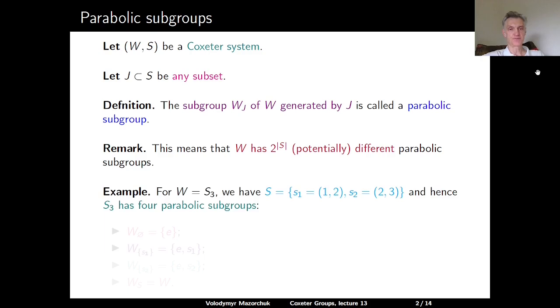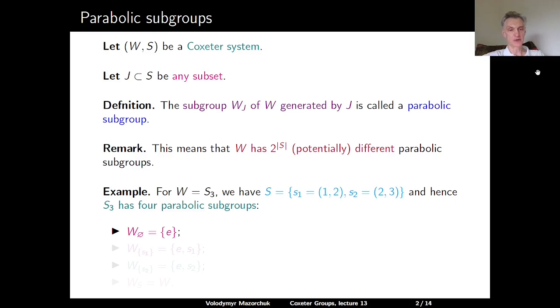For example, consider the group S3, the symmetric group on 3 elements, which is a Coxeter group with respect to S given by elementary transpositions. So we have the elementary transposition s1, which swaps 1 and 2, and the elementary transposition s2, which swaps 2 and 3. So we have 2 elements in S, which means that we have 4 parabolic subgroups in S3.